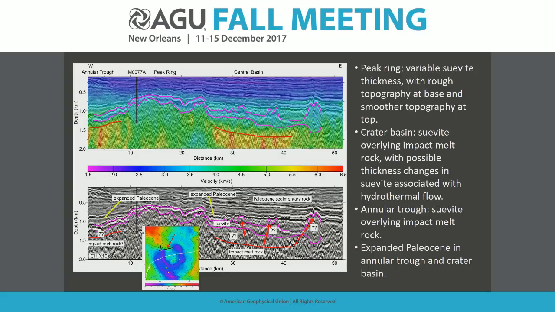So in the seismic, there are these little peaks, and they're associated with the low velocity. So we think those are changes in the suevite thickness. This one is especially large. We're not quite sure if that's suevite, but it seems to have the same properties as elsewhere. And underneath, in red, is where we think the melt sheet is.